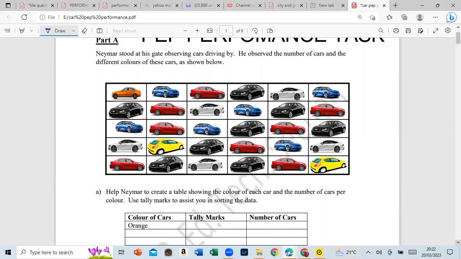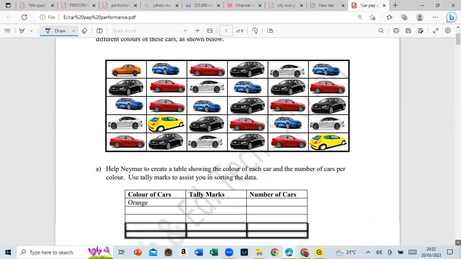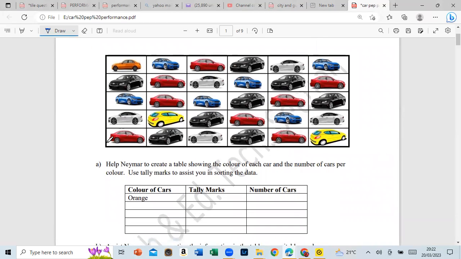Okay, so they want us to do a tally. Cool. I've done this in my class several times with my students, so it shouldn't be a problem. I'm actually going to do this with my students before I release it. So it says help Nehemiah to create a table showing the color of each car and the number of cars per color. Use tally marks to assist in sorting colors.